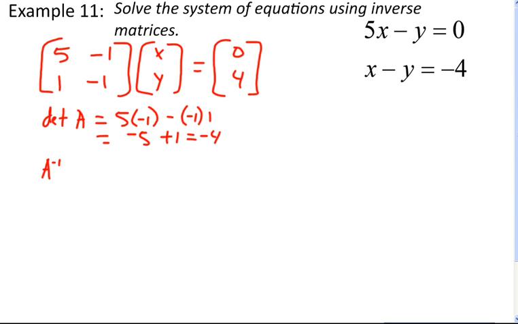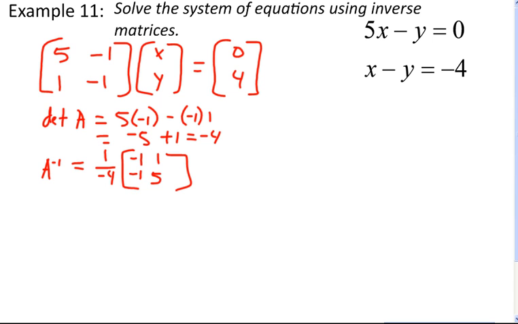A inverse is equal to 1 over negative 4. The 5 and negative 1 switch places. Then we take the opposite sign of each of the other two. So that's a positive 1, negative 1. So we have the inverse.